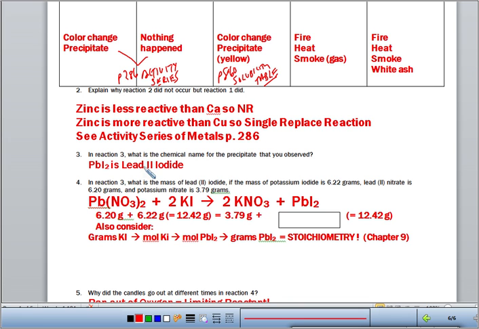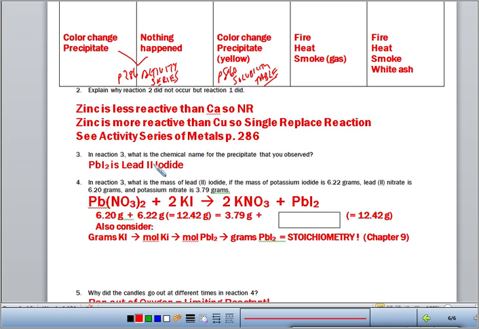Any questions? Anybody have any questions about that? All right, question number 3 says, what is the chemical name for the precipitate that you observed? Lead 2 iodide. You have to use the Roman numeral for lead.